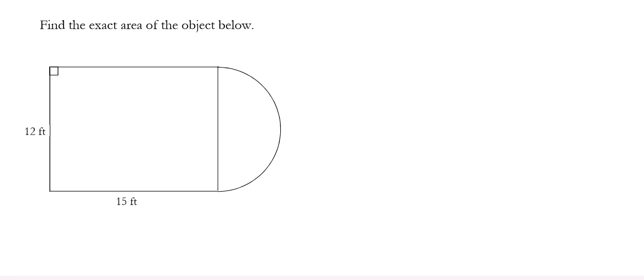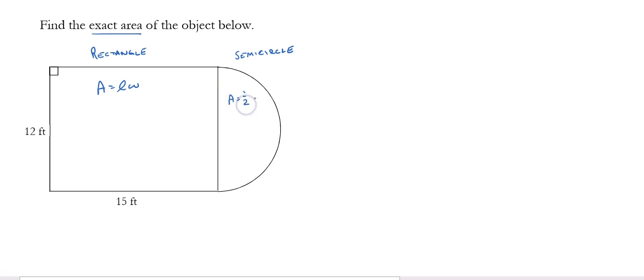Our second type of composite area, this one's going to be an addition. I want the exact area of the object below. This is formed by two shapes, a rectangle and half a circle or a semicircle. So the area of my rectangle is going to be length times width. The area of my semicircle is going to be half the area of a full circle, which is pi r squared. So now we got to figure out all of that information.